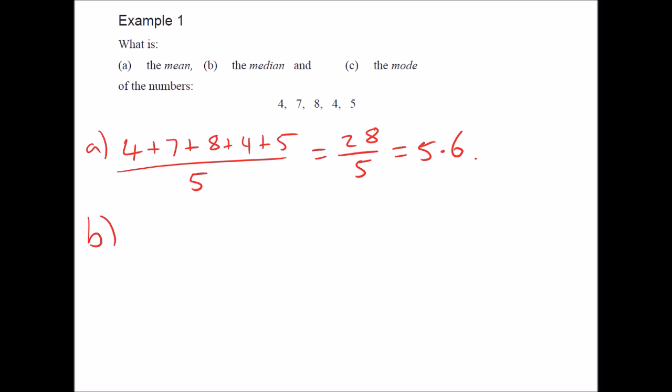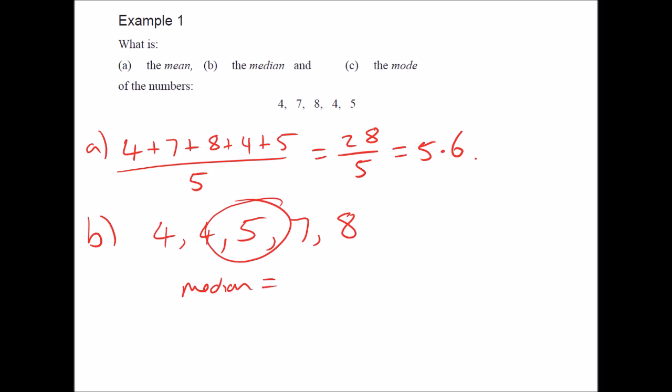Okay, part B, don't forget when you're finding the median, it's the middle number, but you've got to write them in size order first. So from smallest to largest, we'd have a 4, a 4, a 5, a 7, and an 8. So therefore the median is going to be 5, isn't it?